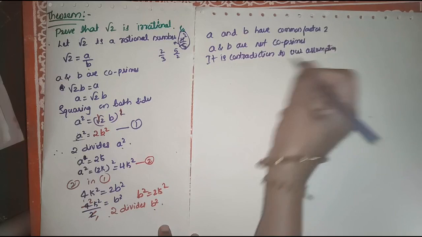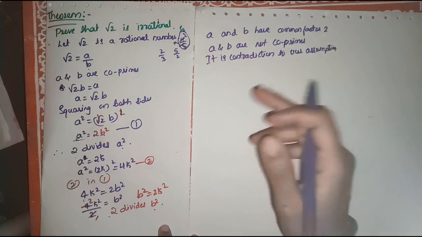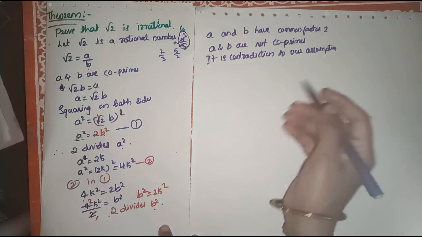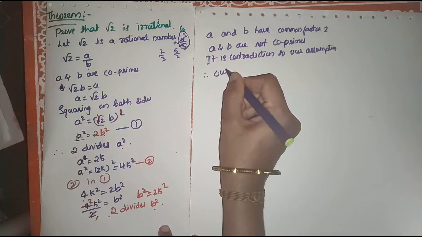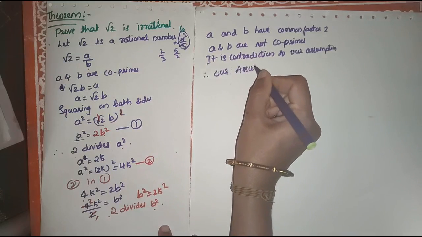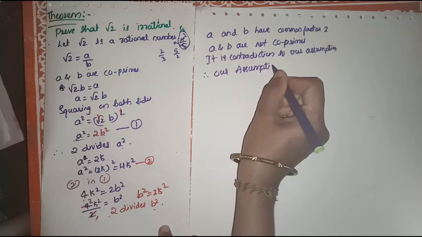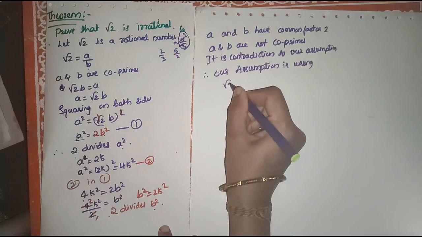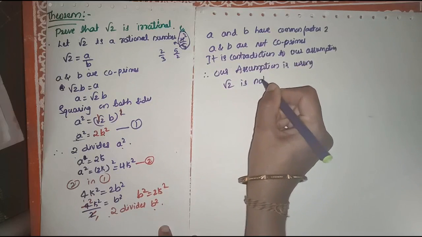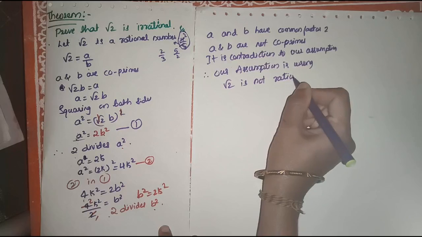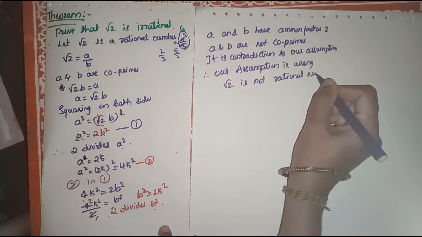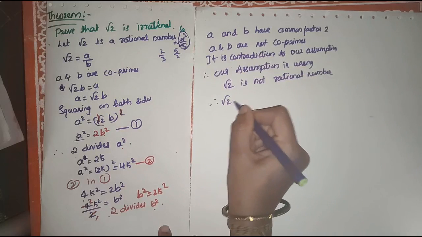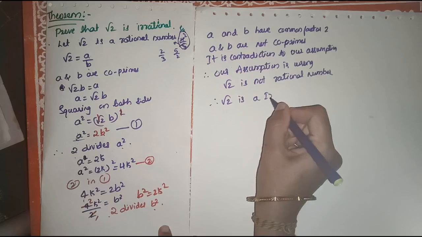So contradiction means opposite to our assumption, because we have taken rational but this is not rational. So therefore our assumption is wrong. Assumption is wrong. So root 2 is not a rational number. Our assumption is it is rational, but it is not rational. So root 2 is an irrational number.